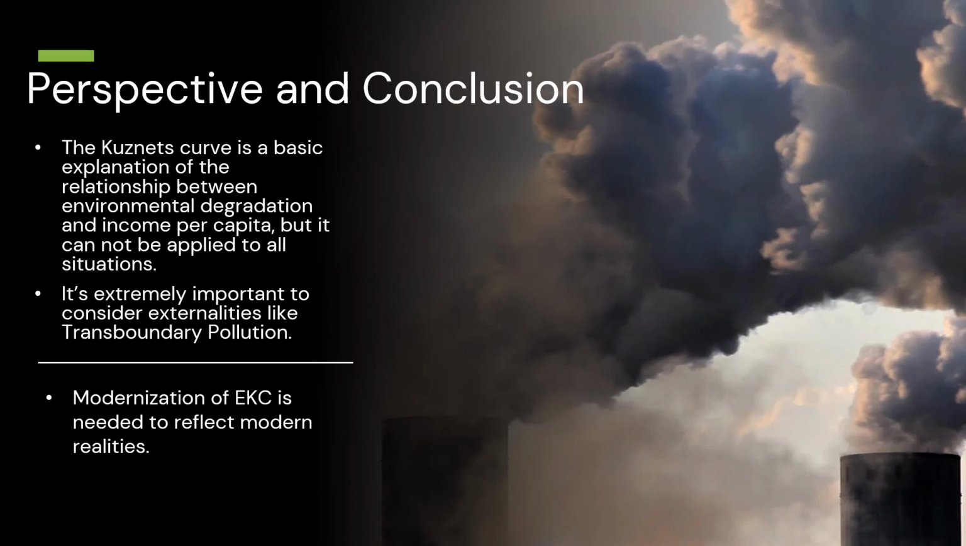Personally, I think the environmental Kuznets curve is just a basic relationship between environmental degradation and income per capita, but I don't believe it can be applied to all situations, especially when talking about air pollution, as air cannot be contained. I also think externalities like transboundary pollution have a major impact on the EKC. The biggest conclusion to take away from this is that modernization of the environmental Kuznets curve is needed to reflect the modern realities of air pollution.